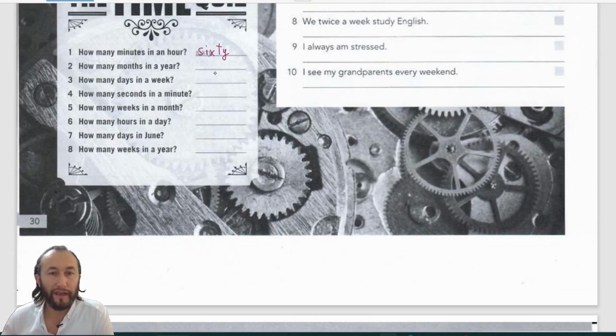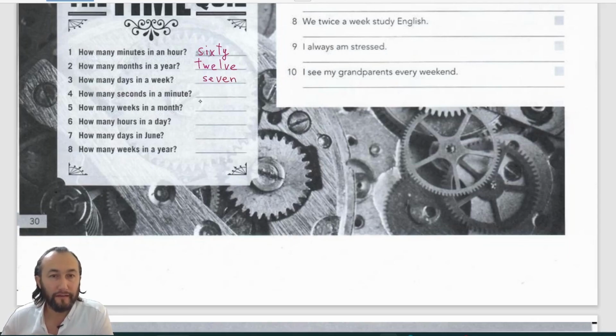How many months in a year? Well, 12 months in a year. So we're going to write T-W-E-L-V-E. 12 months in a year. How many days in a week? We've got 7 days in a week, right? 7 days. 7 days in a week, okay.